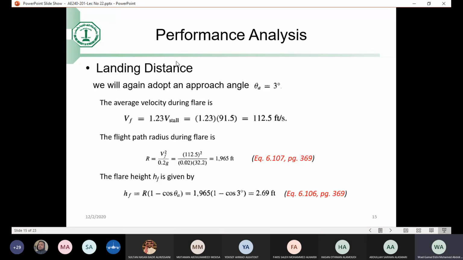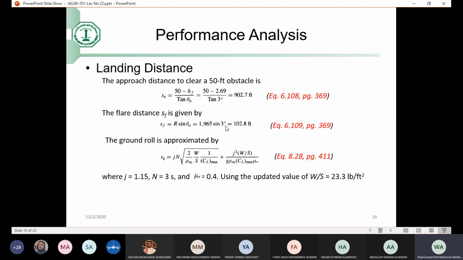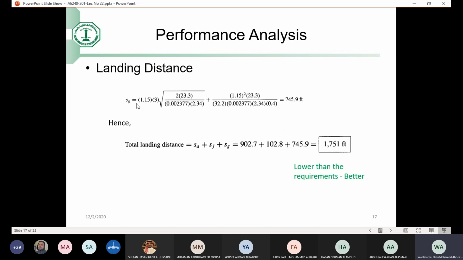Okay. The landing distance. Remember, we calculated the landing distance before, but when we calculated, the unknown was W over S. Now we know W over S. So in this case, we will put our wing loading and we will calculate the landing distance. It turns out to be 1751. That's better than the 2000 that was required. So our earlier W over S was based on a landing distance of 2000, but now when we calculate the wing loading, we find that the landing distance is 1750.